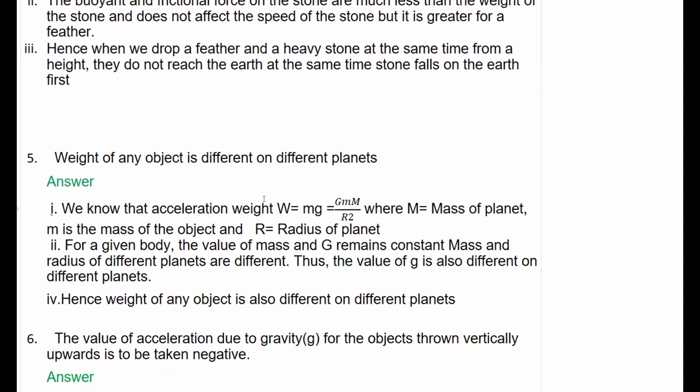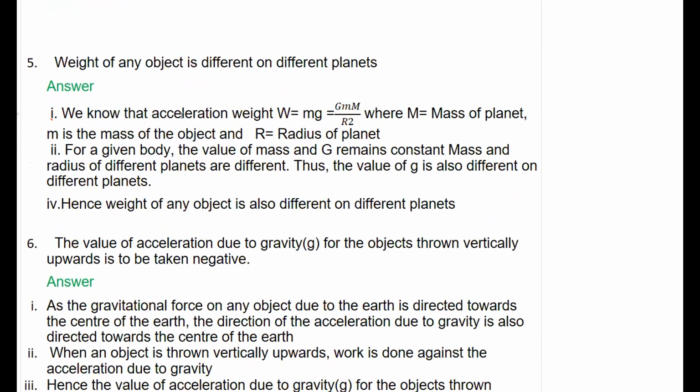Okay. Next question is, weight of any object is different on different planets. We know that the weight formula is W equals m times g, where small m is the mass of the object. This mass of the object remains constant. It will not change from place to place.